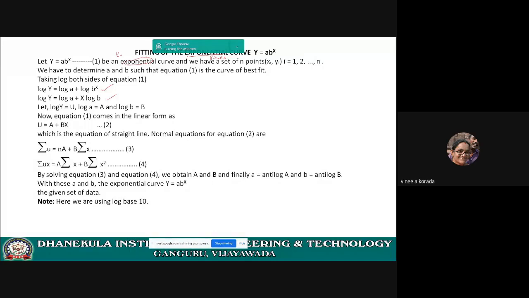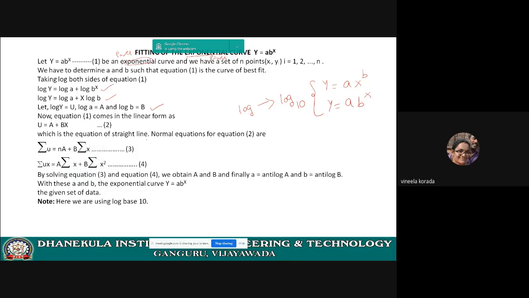Remember that. In a power curve you have two formats: y is equal to a into x power b, and the other one is a into b power x. In both cases you need to take logarithm to the base 10 always, that means log in your calculators. So here also log y is assumed as u, log a is taken as capital A, and log b is taken as capital B. So the equation is transformed to the form u is equal to A plus Bx, which is in the form of a straight line.